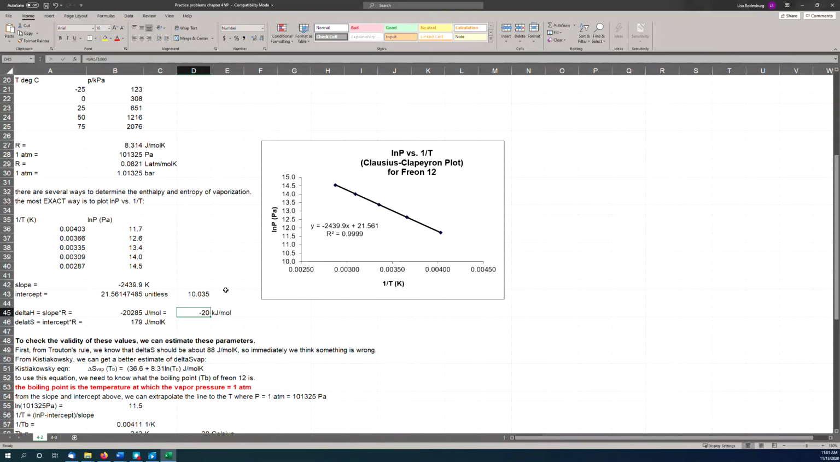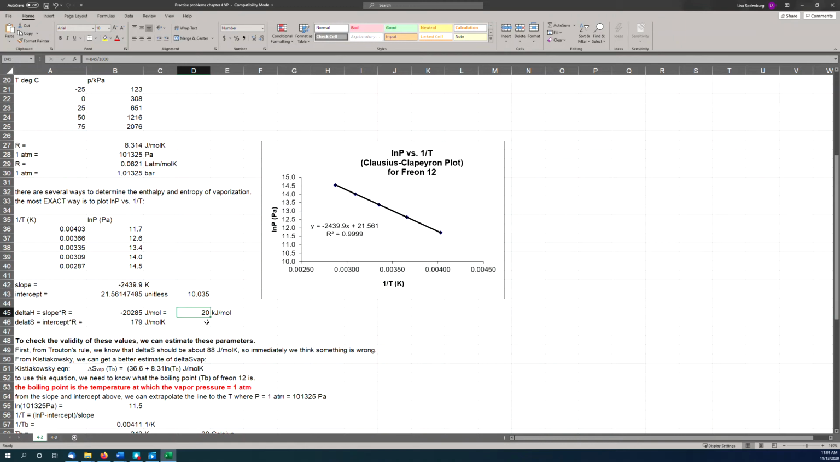So I wouldn't freak out too much about the sign, but all delta H's really should have a positive value because it takes energy to vaporize things. So let's just put the negative sign in here just to make everybody happy. Now I got a plus sign on my delta H. So the first thing you should always do in my class when you're doing a problem like this is stop and say, does this make any sense?